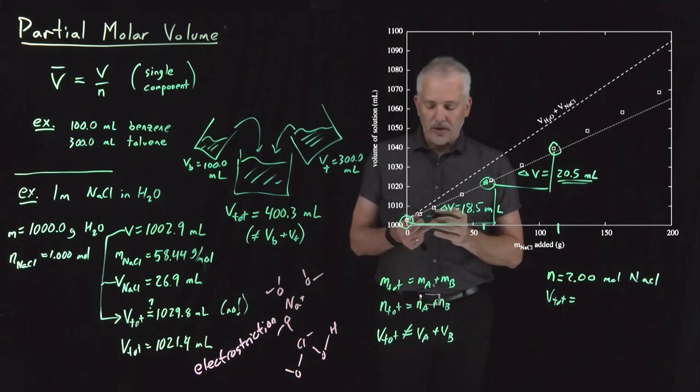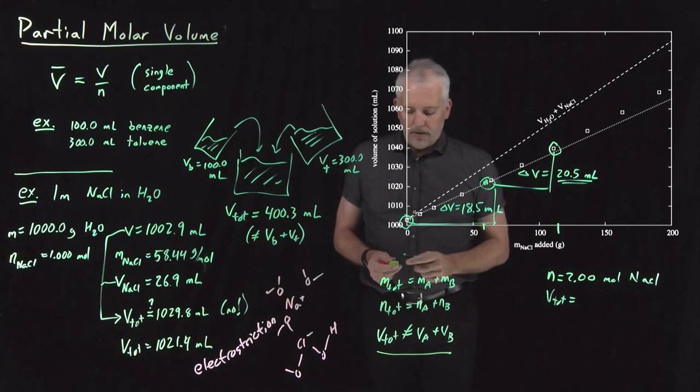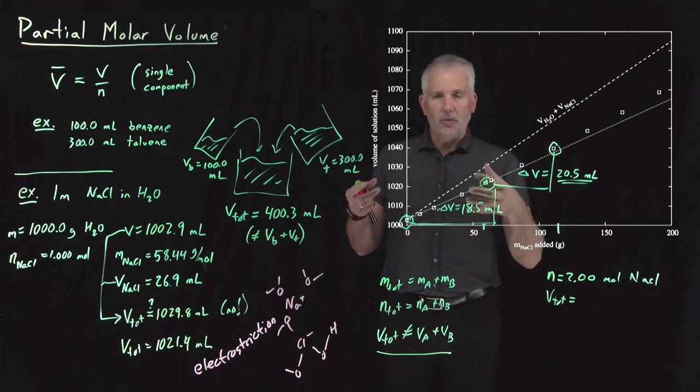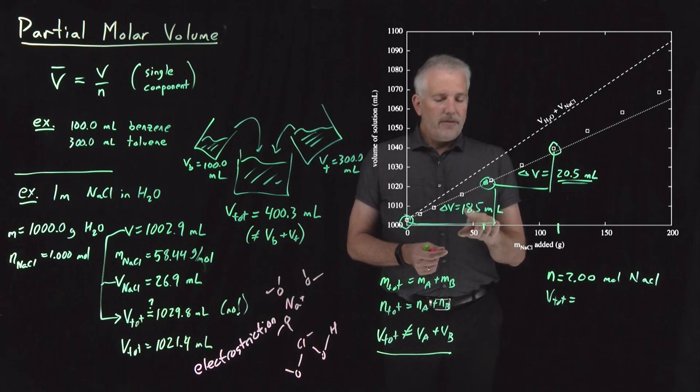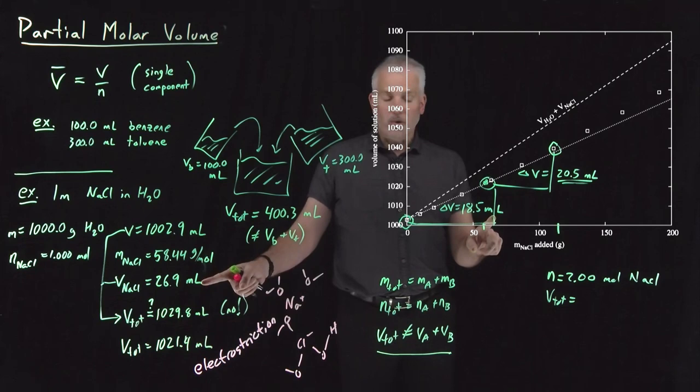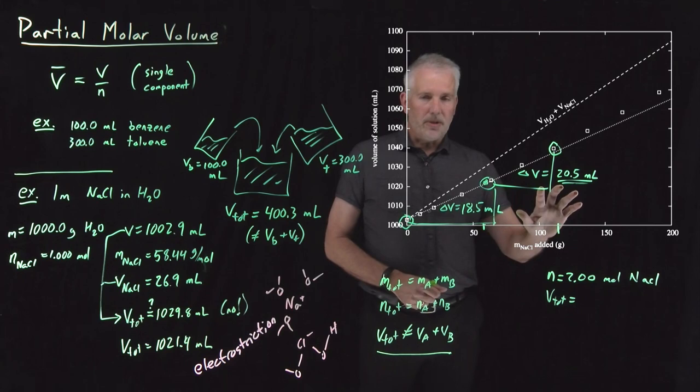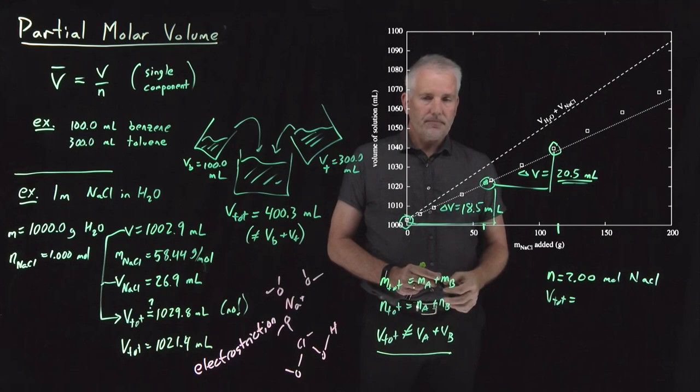Number one, volumes are not additive. The total volume of the sodium chloride and the water don't remain constant as I add them together. But as an even more subtle effect, even the change in the volume doesn't remain constant. 18.5 milliliters isn't 26.9, it's not the molar volume, but the volume of the first mole that I add is different than the volume of the second mole, different than the volume of the third mole. So even the changes in volume are not constant.